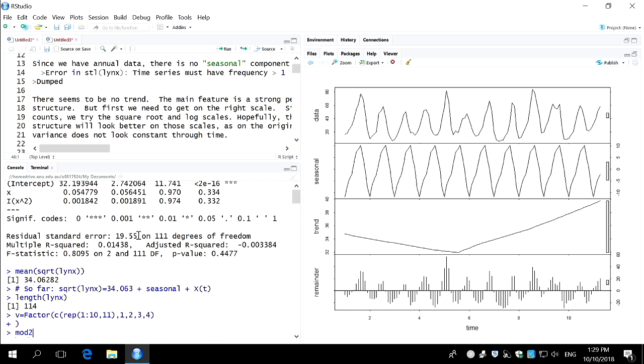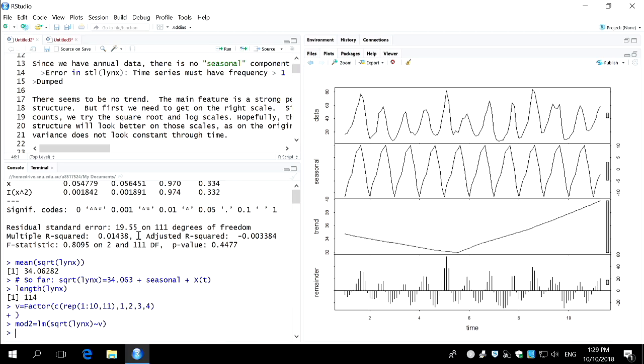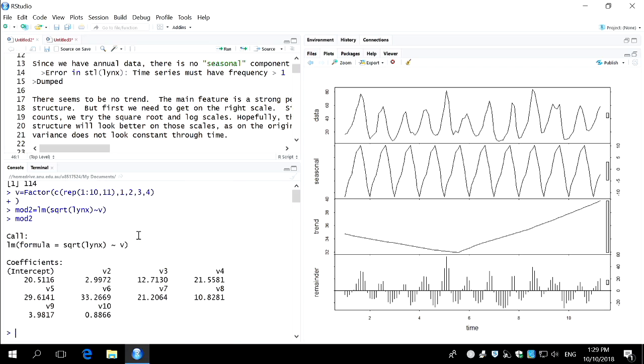Mod 2, this is my attempt at a seasonal model, equals Lm, square root of lengths, tilde V. Now I've got no trend, so I'm just going to let the constant deal with that. Okay, it goes ahead and fits it, I've got the right number of things, all right. Let's have a look at mod 2. So there's my model. It says that the intercept's 20, right? Then in the second year of the cycle, I'm at 3. In the third year of the cycle, I'm at 13, and so on, right?